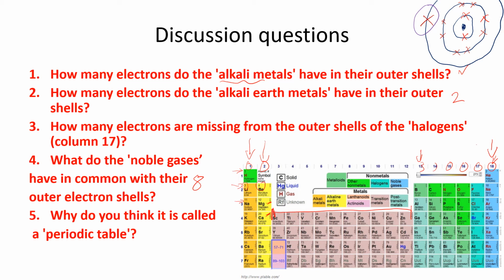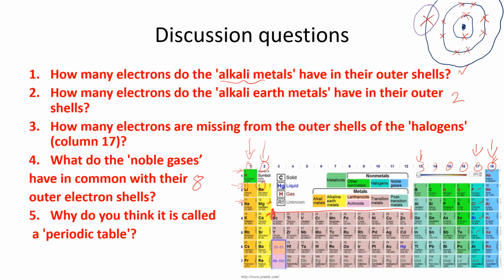But the halogens are the column right next to it. It tends to be a group of gases, and if you look at it, you've got fluorine, chlorine, bromine, iodine. They're not always in gaseous form, but they often are. They tend to be non-metals, is the point I'm making. They tend to have 7 electrons in their outer layer.